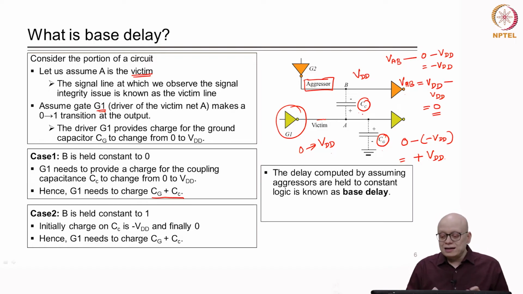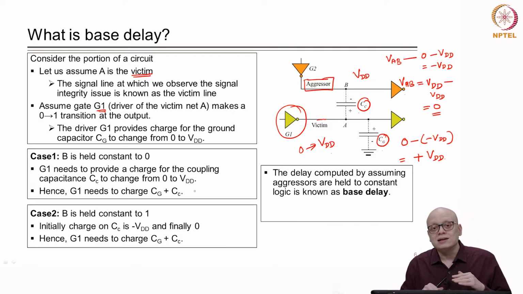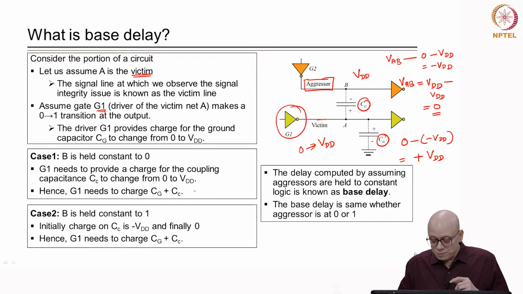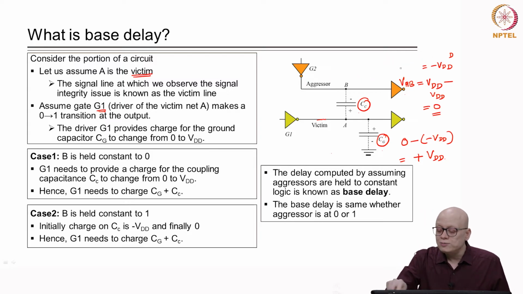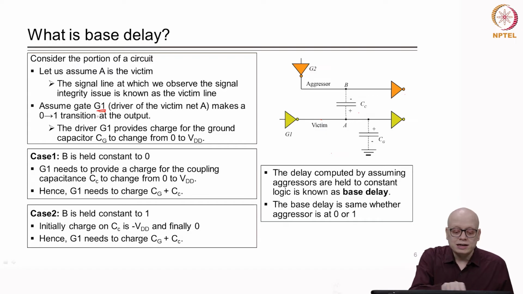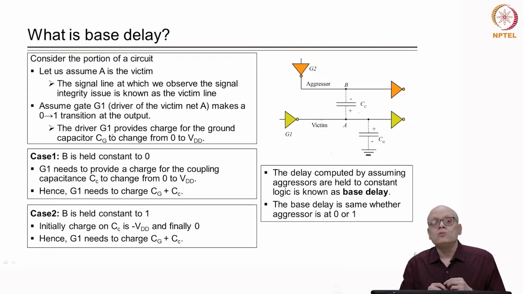So the delay computed by assuming aggressors are held at constant logic is known as base delay, and it is the same whether the other line is at 0 or 1. Whenever we do delay computation, for example in static timing analysis, internally it will do delay computation. If we do not consider the signal integrity effect, the delay calculator will compute what is known as base delay, which corresponds to charging of capacitor Cg plus Cc.